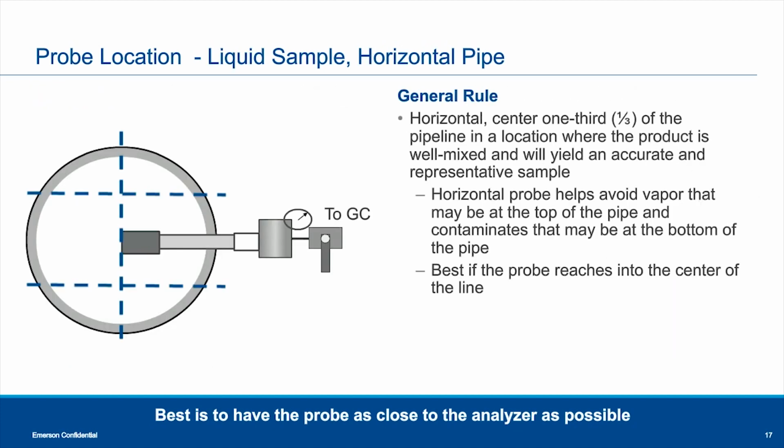If you have liquid flowing through a horizontal pipe, it's kind of the opposite of gas. You're going to want the probe on the side of the pipe, with the probe tip going close to the center. Also, you don't want it too close to the top of the pipe because there could be vapor up there, and you don't want it too close to the bottom of the pipe, again for contamination issues. So that's kind of that.